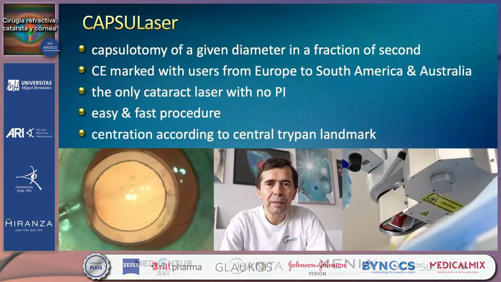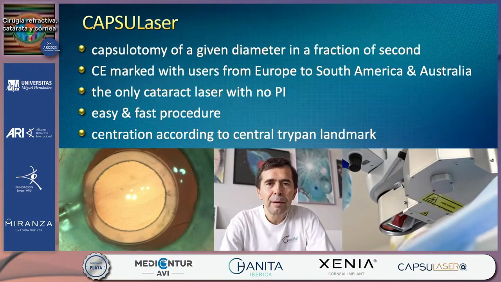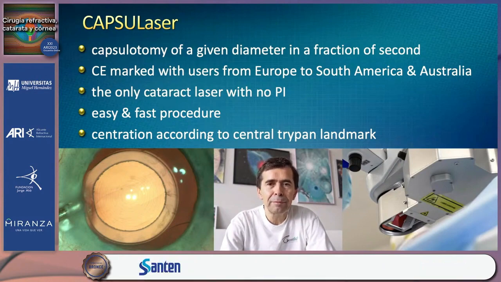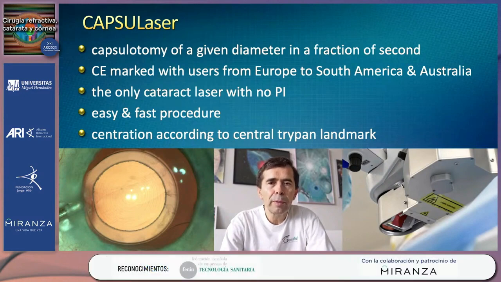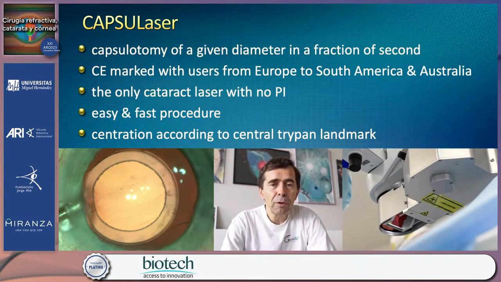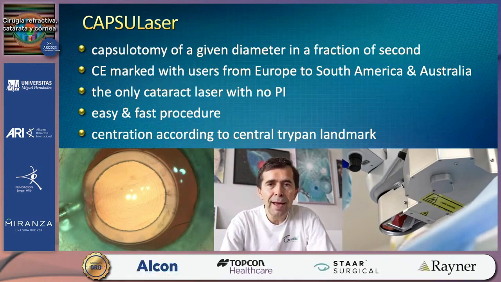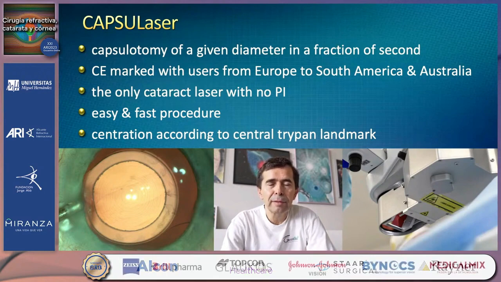In conclusion, CAPSULASER provides a capsulotomy of a given diameter in a fraction of a second. It has multiple users from Europe all the way to South America and Australia. It's CE-marked, and it's the only laser with no PI for cataract surgery. The procedure is easy and fast, and centration according to the central capsular landmark provides the best possible capsulotomy centration.